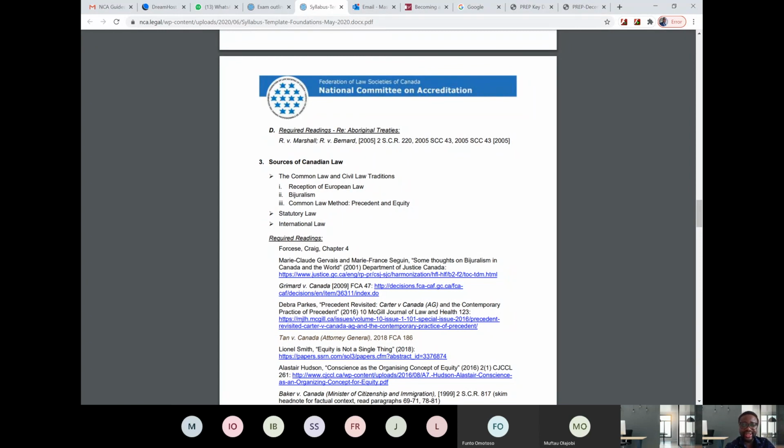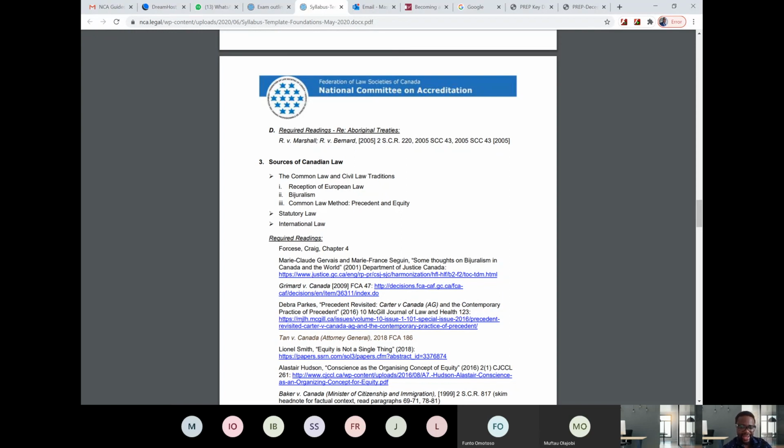Another source of Canadian law, as we've seen listed here, is statutory law, which is law enacted by the parliament or by the legislature, where the matter falls within the jurisdiction of either the parliament or the legislature. International law as well is a source of Canadian law, and we'll be looking at the treaty process and what have you.